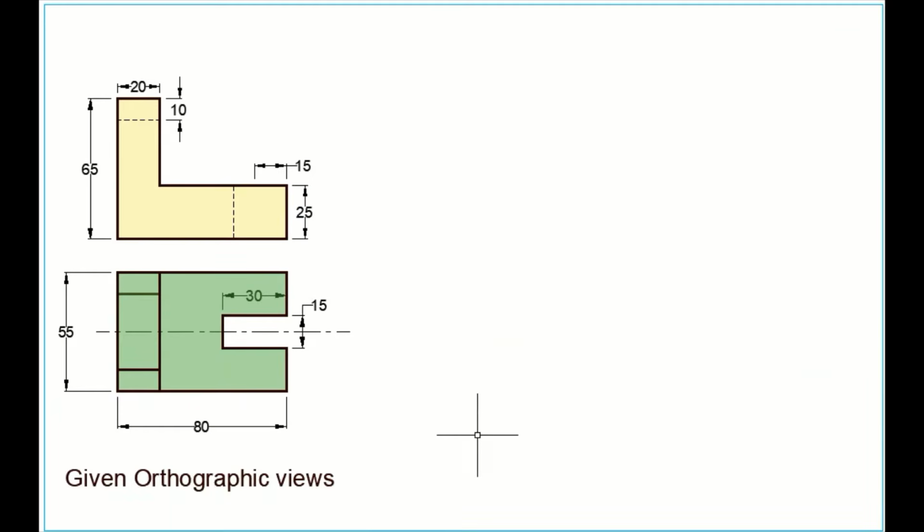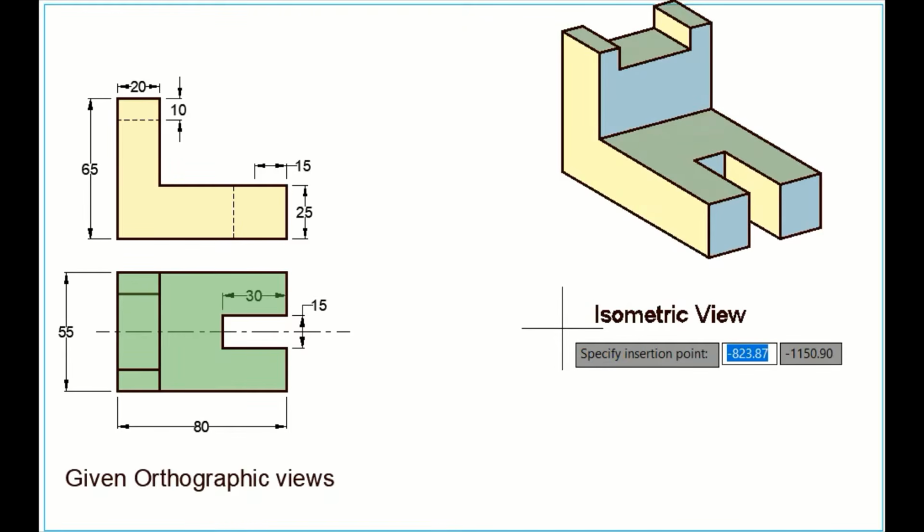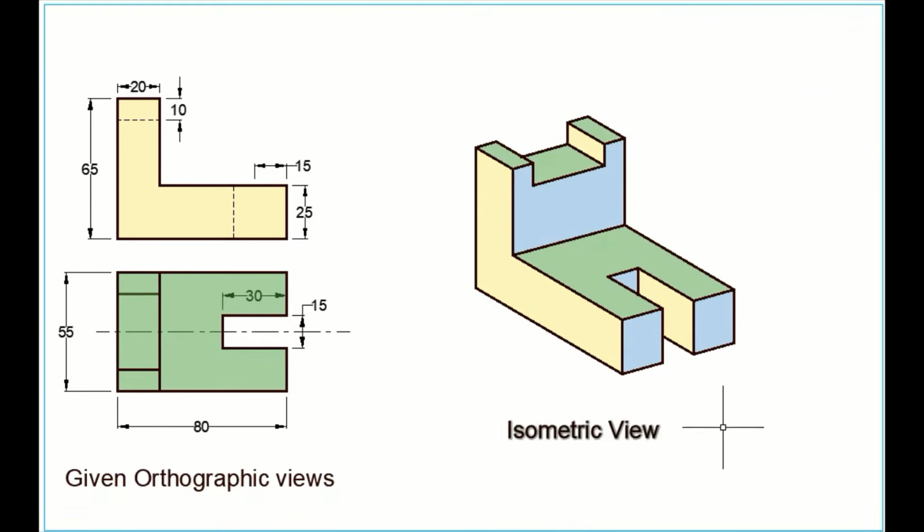Okay, so these are the two orthographic views that are given to you in the statement. So this is the front view and this is the top view. Now from these two views we can easily make out how the object looks in 3D. So the object looks like this in 3D. So this is the isometric view of the object.